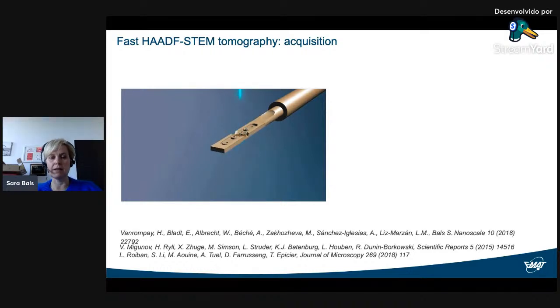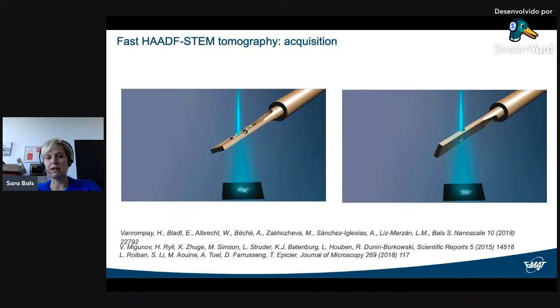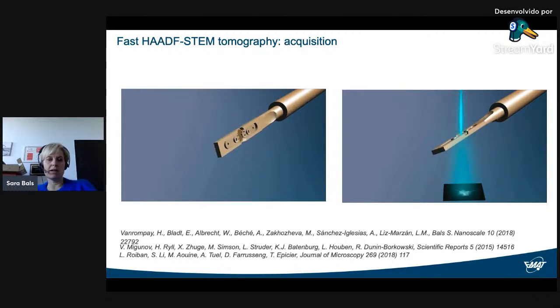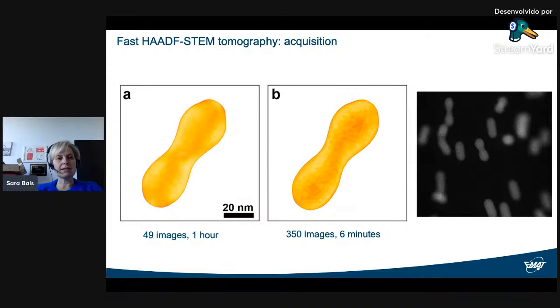So what we are doing currently, rather than capturing individual images, is we simply leave our holder tilt continuously and we acquire a movie. And in this manner, we can drastically accelerate the acquisition of a tilt series, and we can acquire such a tilt series in a few minutes only. To illustrate this, here on the left, you can see a gold nano dumbbell, which was reconstructed using a tilt series that was acquired conventionally in 1 hour. And then in B, you can see the same gold nano dumbbell, but now a reconstruction based on 6 minutes.